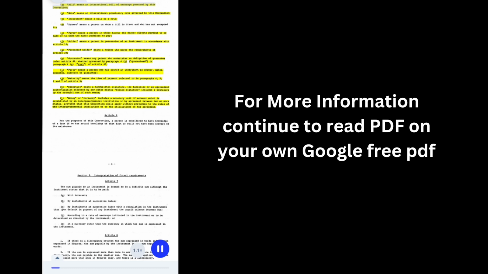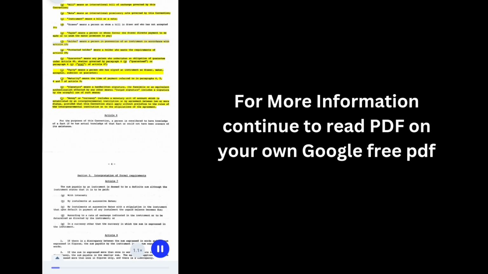"Bill" means an international bill of exchange governed by this convention. "Note" means an international promissory note governed by this convention. "Instrument" means a bill or a note. "Drawee" means a person on whom a bill is drawn and who has not accepted it. "Payee" means a person in whose favor the drawer directs payment to be made or to whom the maker promises to pay.